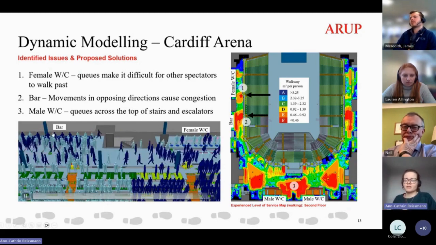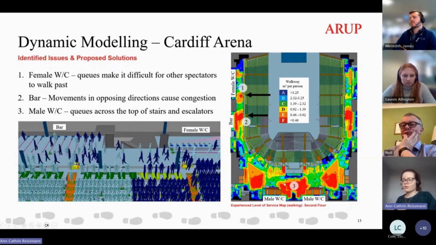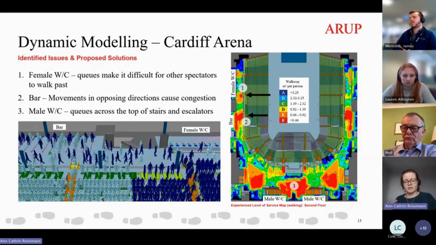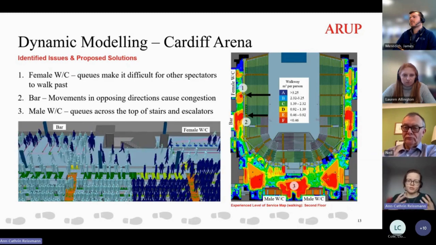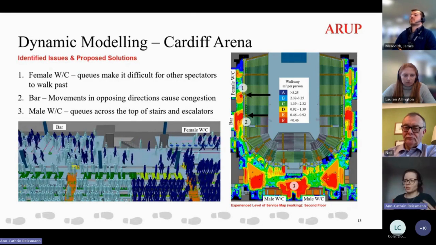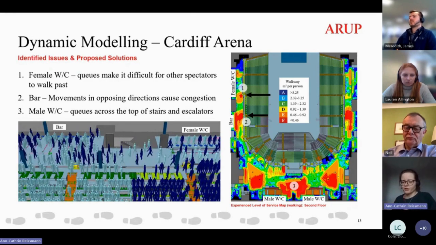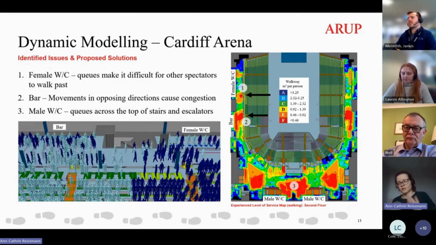Something similar happened down here at spot number 3 with the men's bathrooms, where whilst there's enough space for queuing, it did actually block up the stairs and the escalators, which in normal operations is fine if you assume that not many people will be moving between floors, because there's no need. But we did flag that to our fire team as a major concern for emergency operation scenarios if something were to happen.